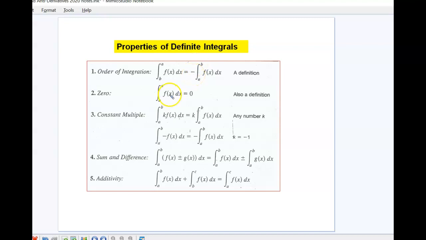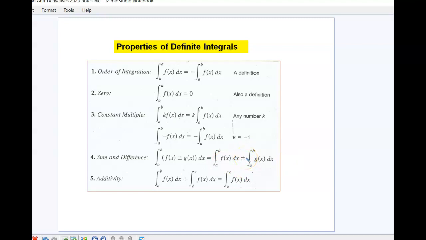The second rule says if I'm integrating from a to a, obviously I'm not accumulating any area, so that value is going to be 0. The constant multiple rule says if I have a constant in front of my function, I can bring the constant out front, find the integral, then times by the constant. The sum and difference rule says if I'm taking the integral of two functions that are added or subtracted, I can take the integral of each one and add and subtract them individually.